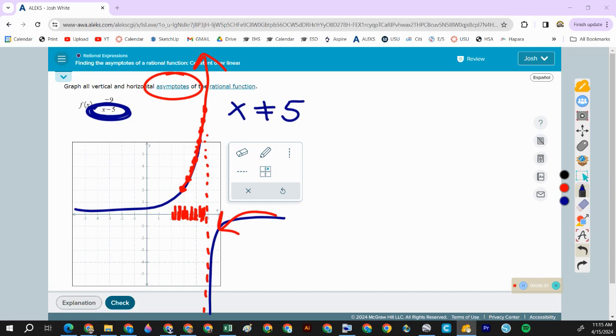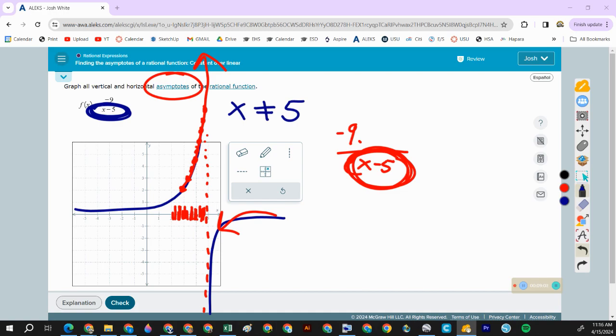That's really important. If I had -9 times x minus 5 over x minus 5, if those cancel, it is not a vertical asymptote, it's something else. But in this case, we don't have any factors up there. So if this does not cancel, then we get a vertical asymptote. Can you remember that? And again, that's not going to apply today.